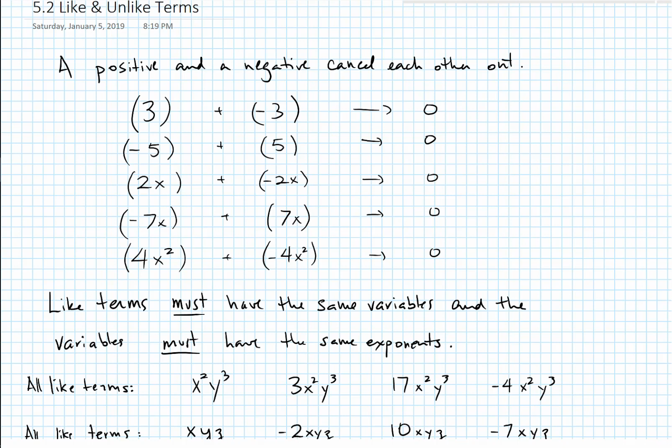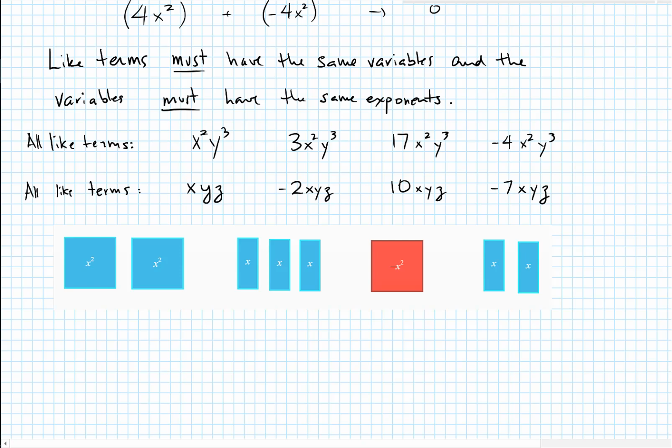So to be very specific, like terms must have the same variables, and the variables must have the same exponents. So let's take a look at, I've got 2 rows of examples here. In that first row, those are all like terms. The first one, x squared y cubed, is considered a like term to 3x squared y cubed, and to 17x squared y cubed, and to minus 4x squared y cubed. So we're not concerned with the coefficient being different.